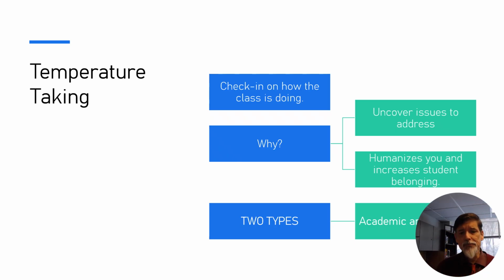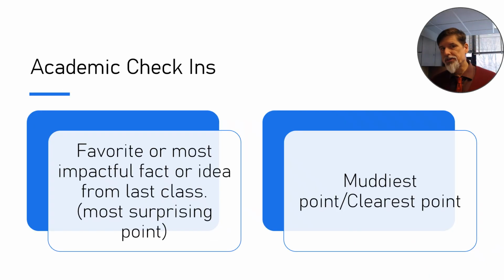Now, there are two types of temperature taking that we're going to be talking about briefly, academic and personal. Academic check-ins, or academic temperature taking, is just very straightforward ways to check in on, did your students get this idea or not? And you've probably heard of a number of ways to do this. I've got some examples here on the slide.